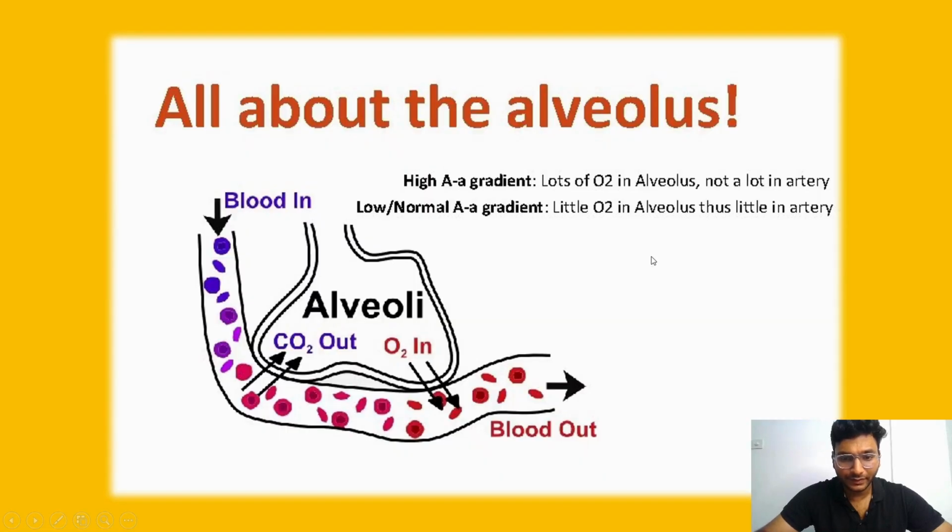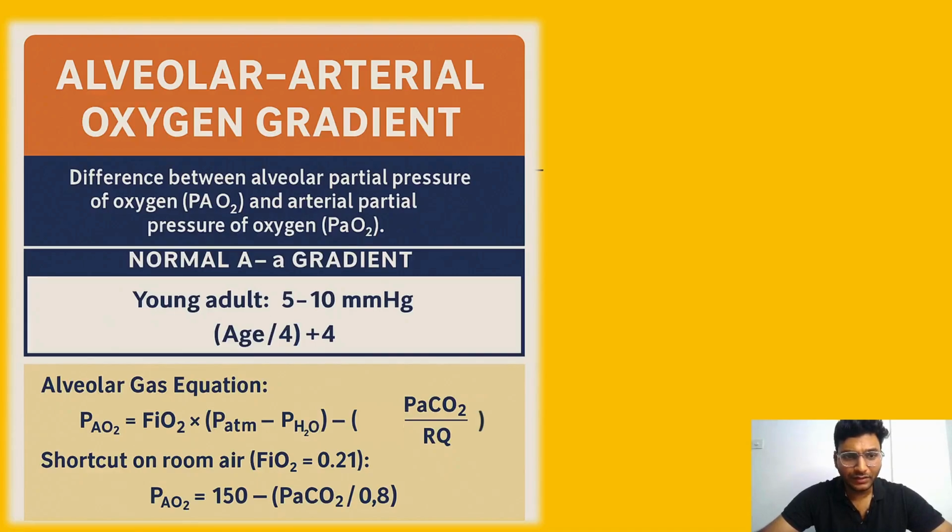artery. So remember that a high alveolar arterial oxygen gradient means there is lots of oxygen in the alveoli but not a lot in the artery, whereas a normal or low gradient indicates there is good diffusion across the membrane and there is no abnormality in the membrane or within the alveoli. Just remember these 2 points, right? So how will you assess the gradient?